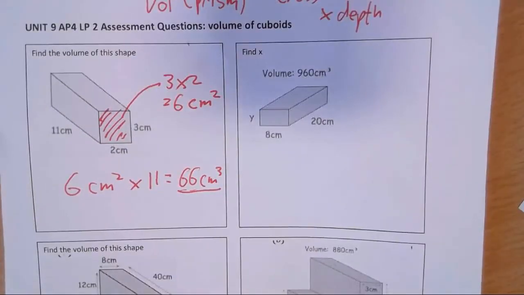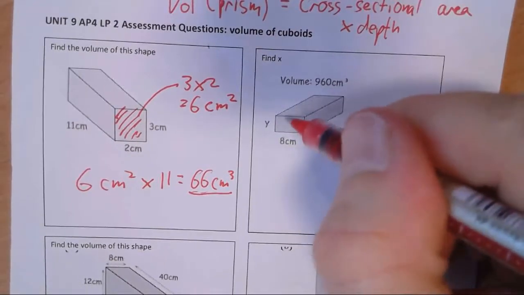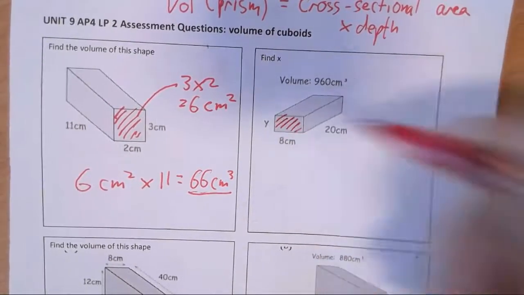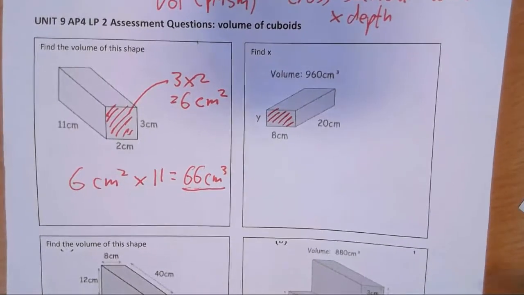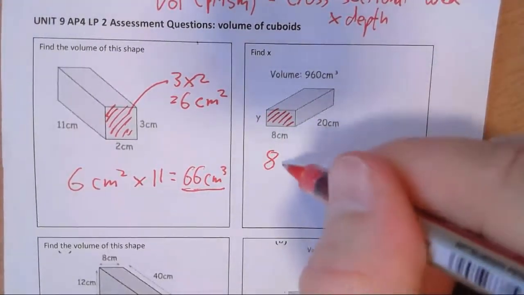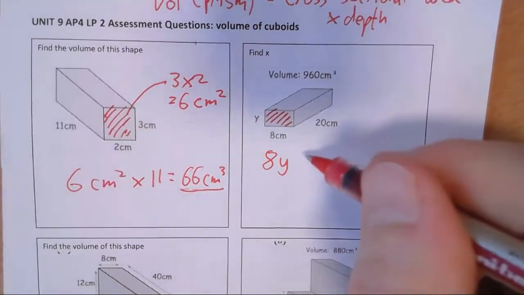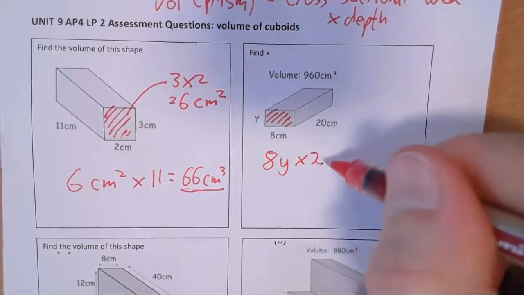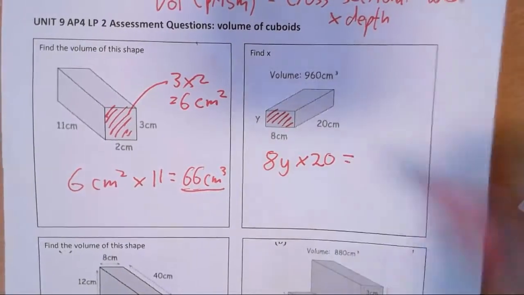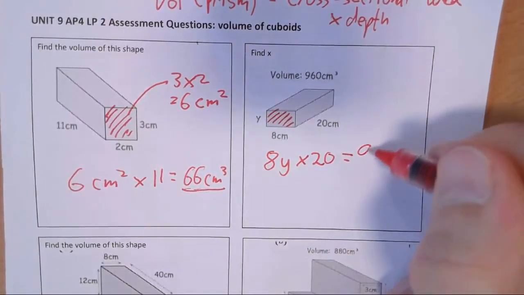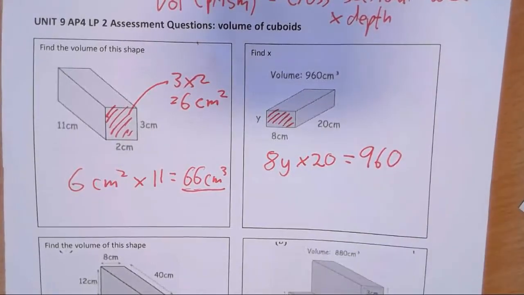Question 2, this time we've got to set the equation up to find a missing side length. So here's my cross-section of the cuboid. And so I know that if I do 8 times by y, that will give me my cross-section. And then if I times that by 20, that's my depth. That gives me my volume, which in this case is 960.